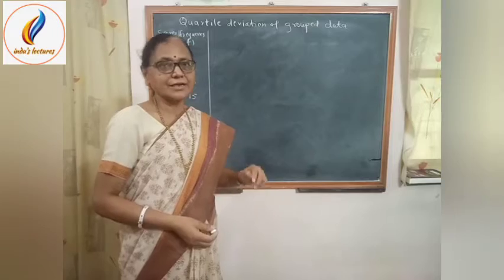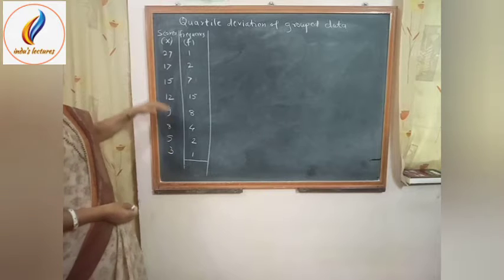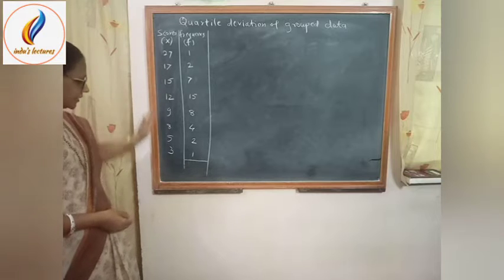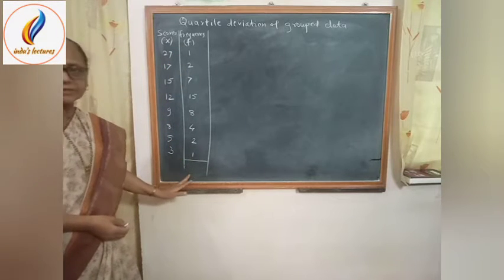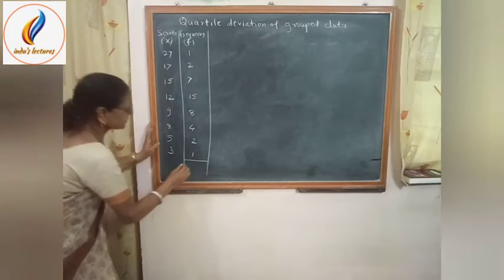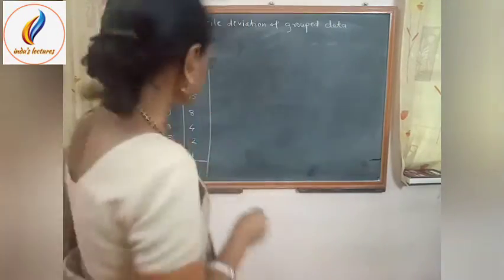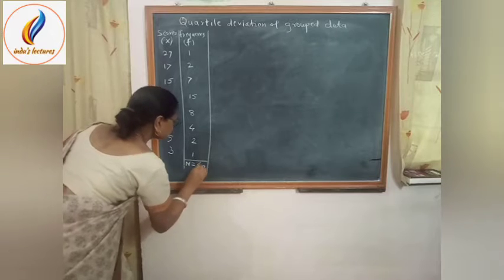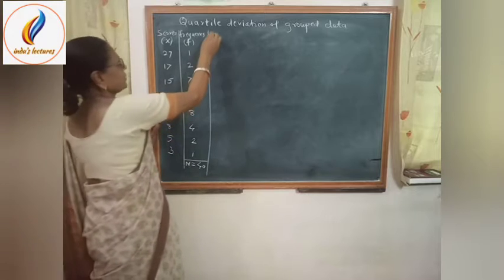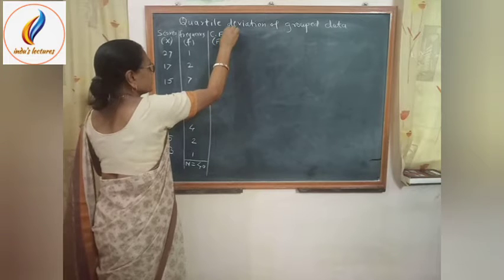Now consider quartile deviation of grouped data. Let us consider an example. Find the quartile deviation of the score frequency distribution. Scores are given and their frequencies are given in the second column. So first find the sum of all frequencies. That means N is equal to 40. Now we have to calculate cumulative frequency. Shortly we denote this cumulative frequency as CF, and the notation for it is capital F.